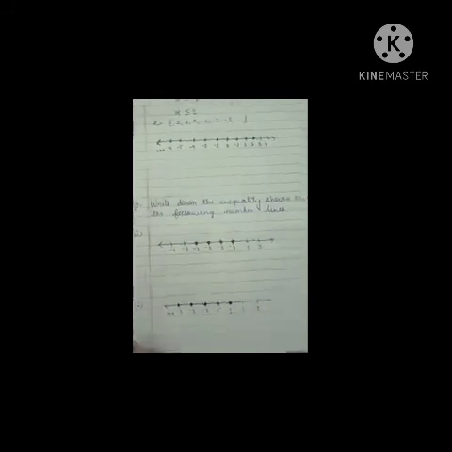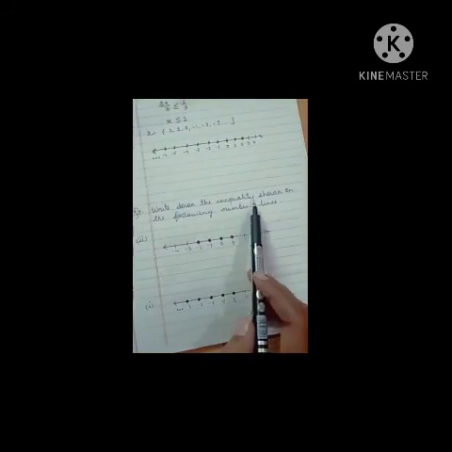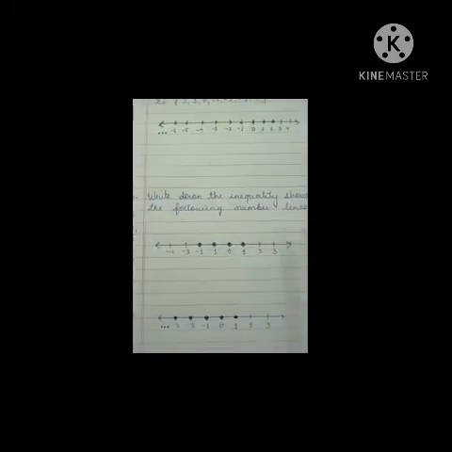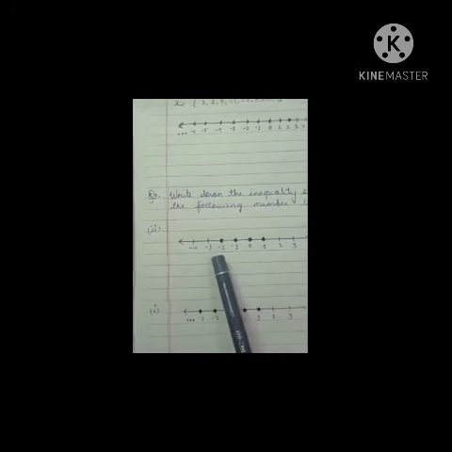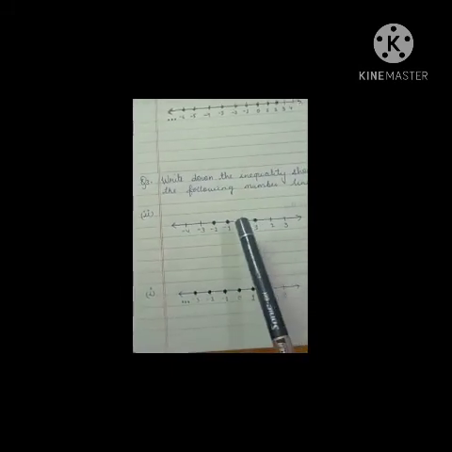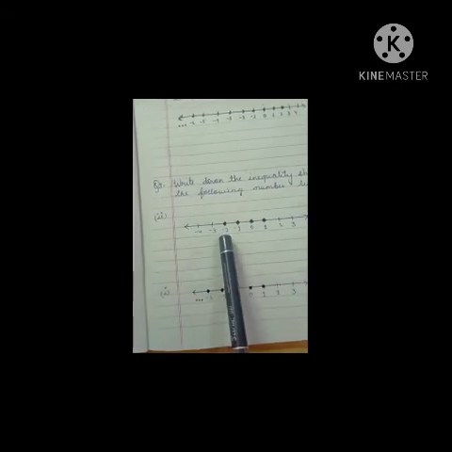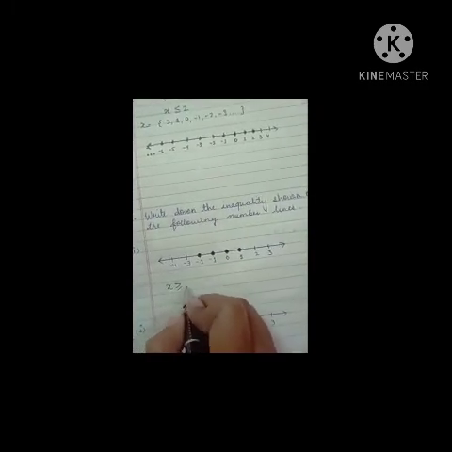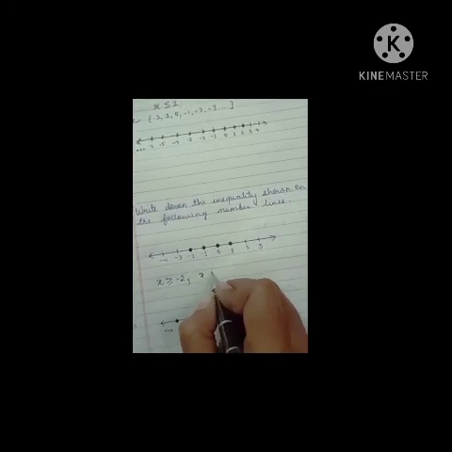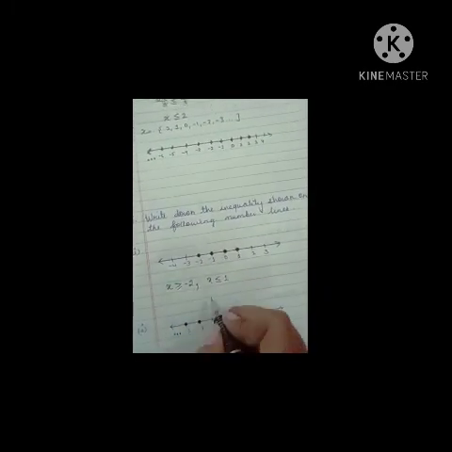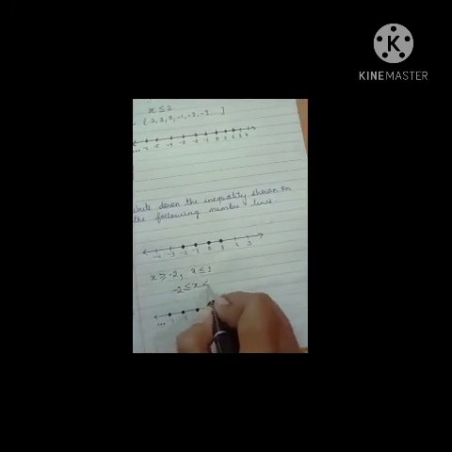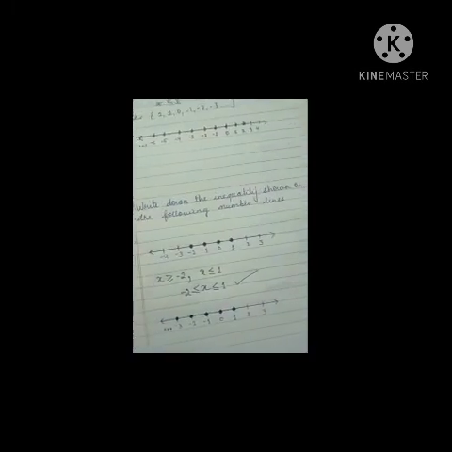Now look here. Write down the inequality shown on the following number line. Here you can observe that the value of x is greater than -2 and less than 1. And here -2 is included. It means that x is greater than or equal to -2 and x is less than or equal to 1. We write it like this: x is greater than or equal to -2 and less than or equal to 1. This is how we represent it.